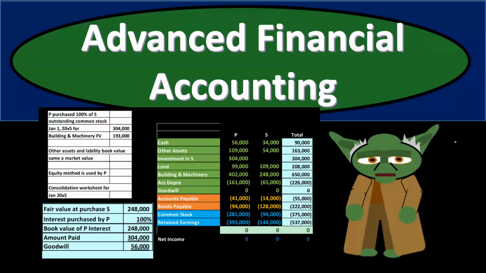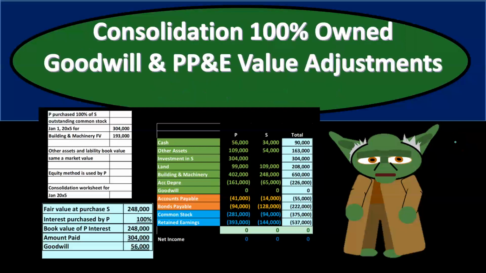Advanced Financial Accounting. In this presentation, we're going to work a consolidation problem where we have two separate companies that we're going to be consolidating together as if one with the use of a consolidation worksheet. We're going to have company P, company S. We're going to say P is the parent, S is the subsidiary.